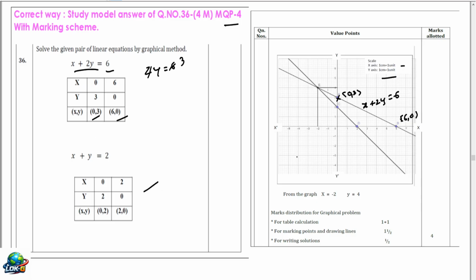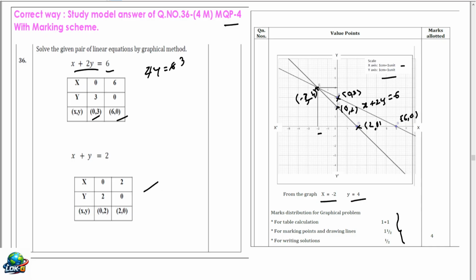Similarly, the second equation, x + y = 2. (0, 2), where do you get it here? (0, 2) is here. And this one is (2, 0). Produce them backwards. They will intersect at a point. Here you observe, minus 2 will be the x coordinate. The y coordinate you can observe is 4. They are intersecting at the point (-2, 4). Therefore, x = -2, y = 4.